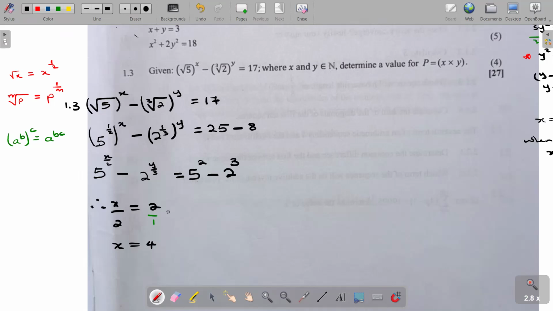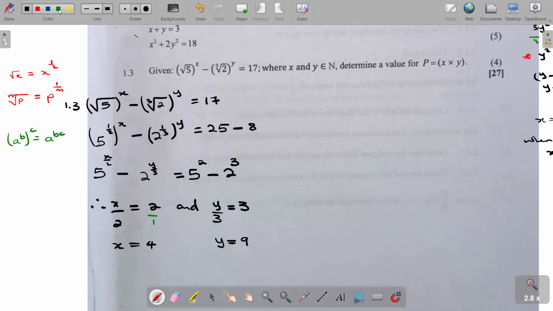And the y there over 3, which is the exponent of 2. Y over 3 there is equal to 3 there. And take note, our y will be equal to 9.